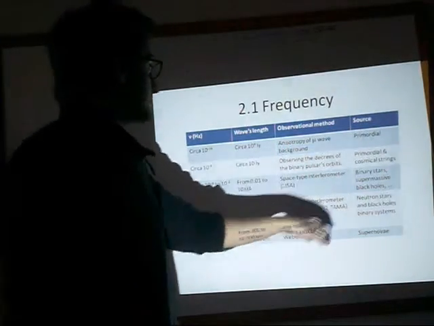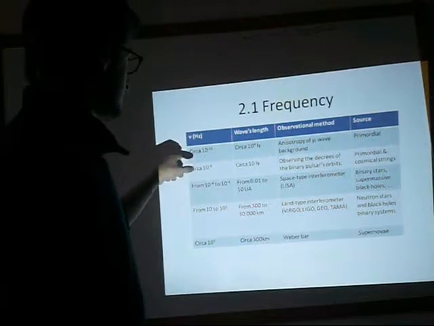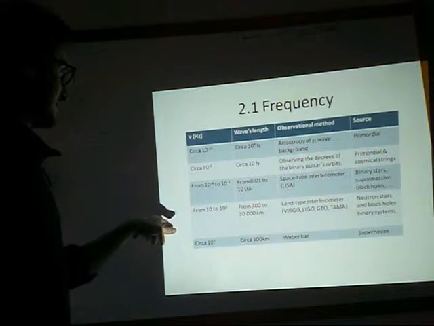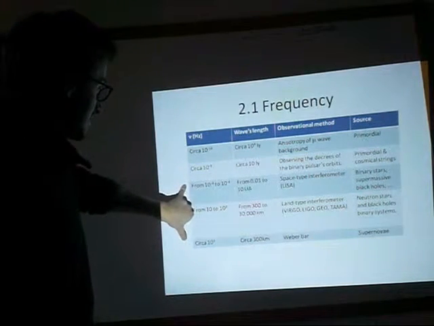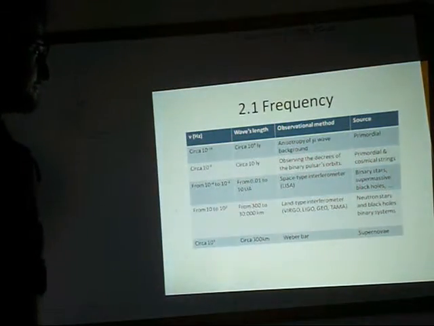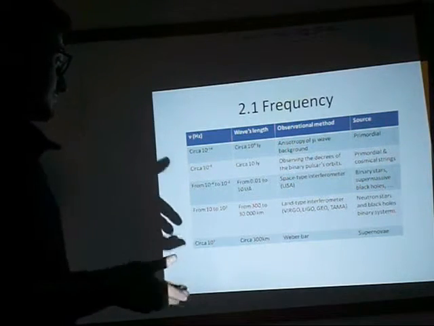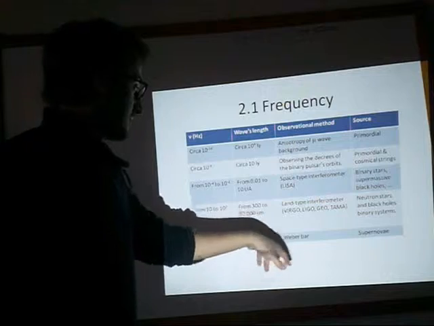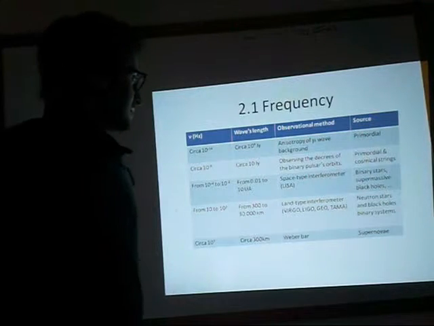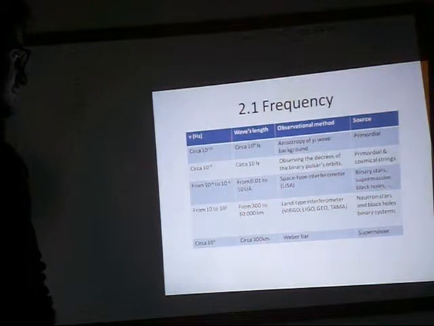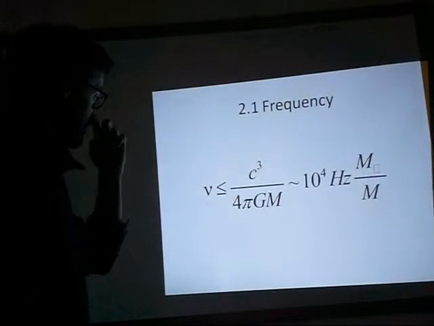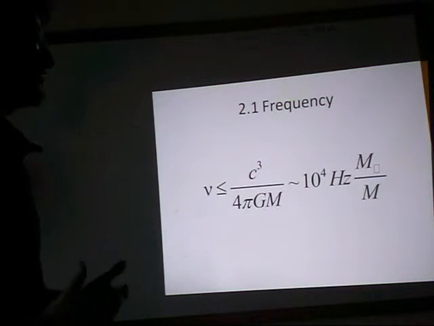And for each of these sources and each of these frequencies, there is an observational method. But we are interested in these three, because these we can do. We do the Weber bar, we do the land type interferometer. And this is the maximum frequency we can obtain of a gravitational wave.